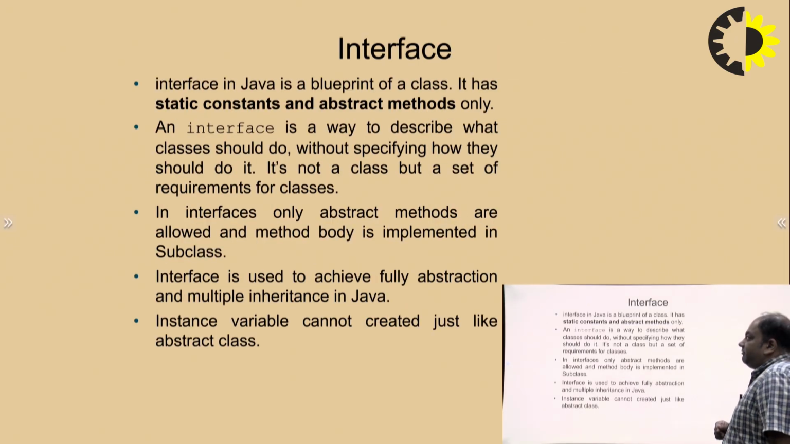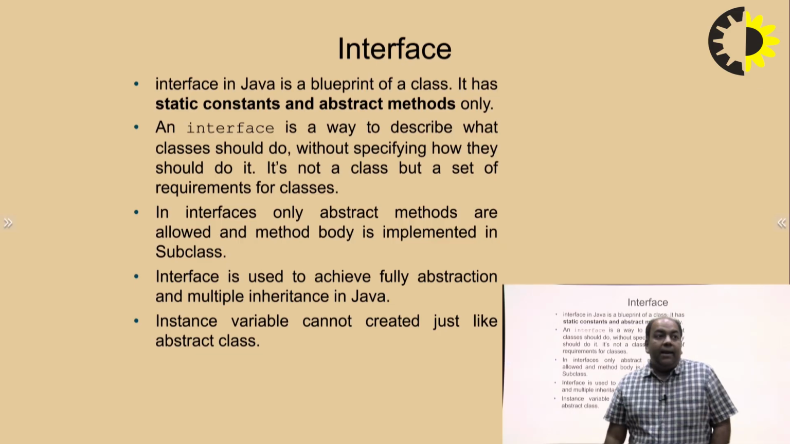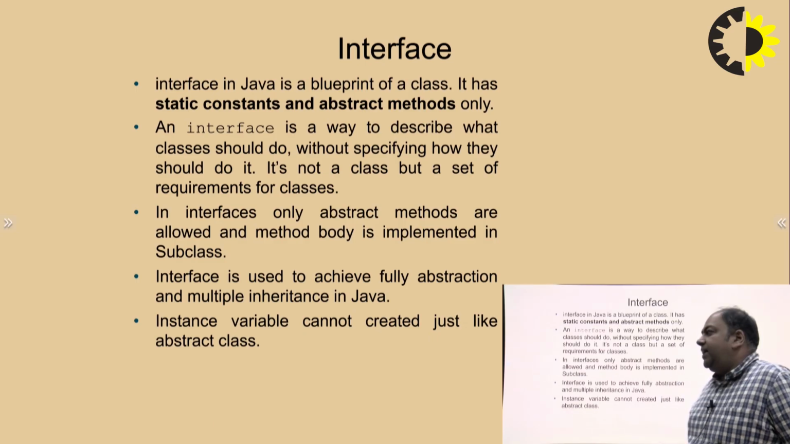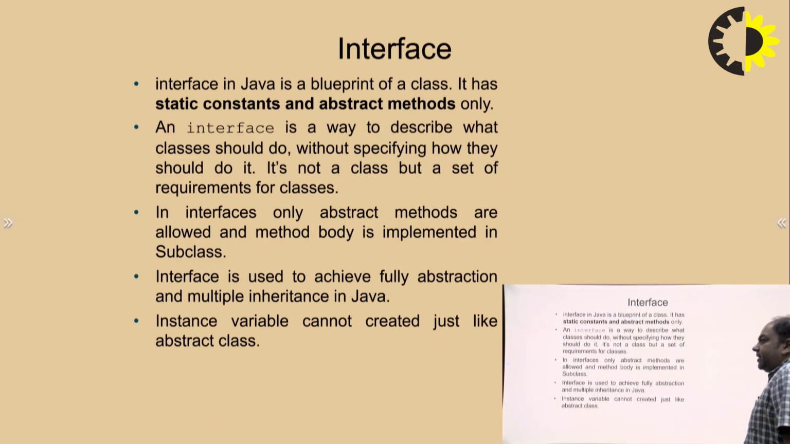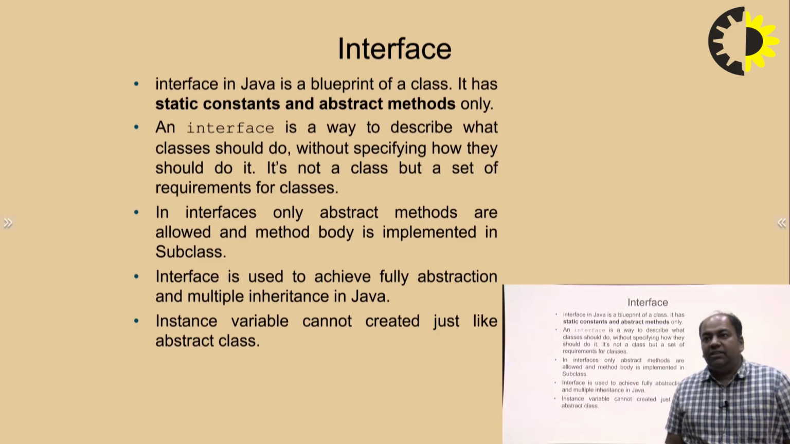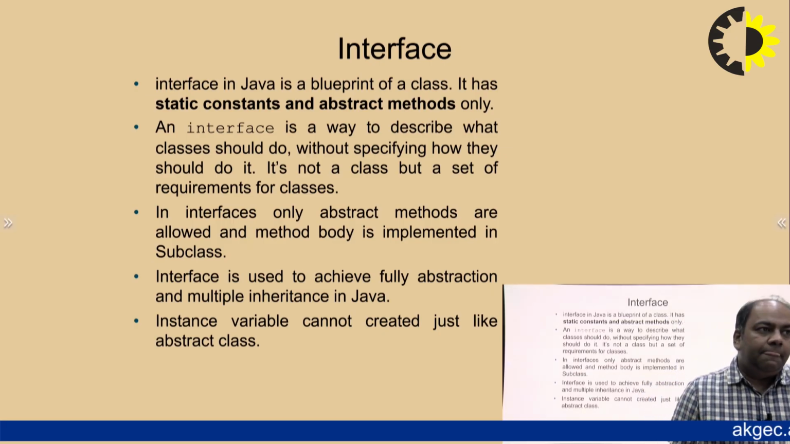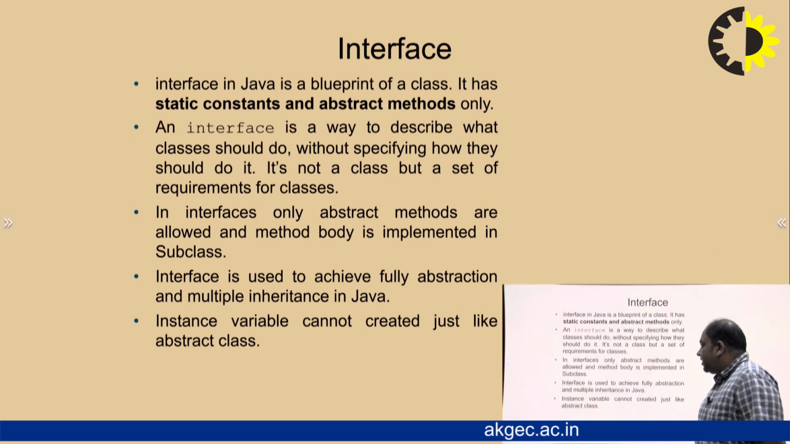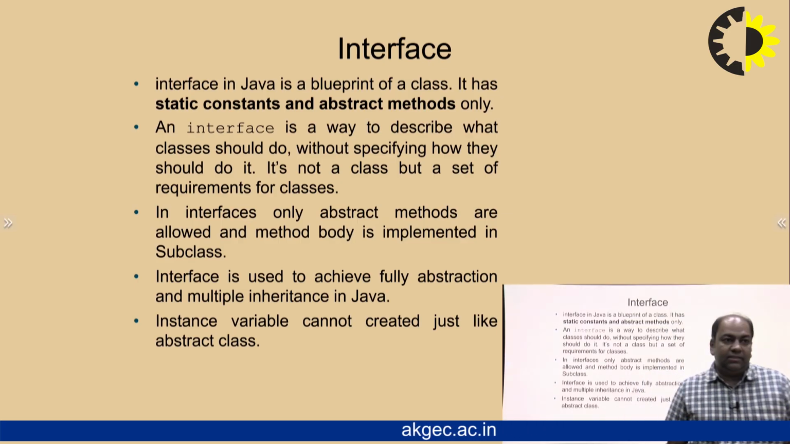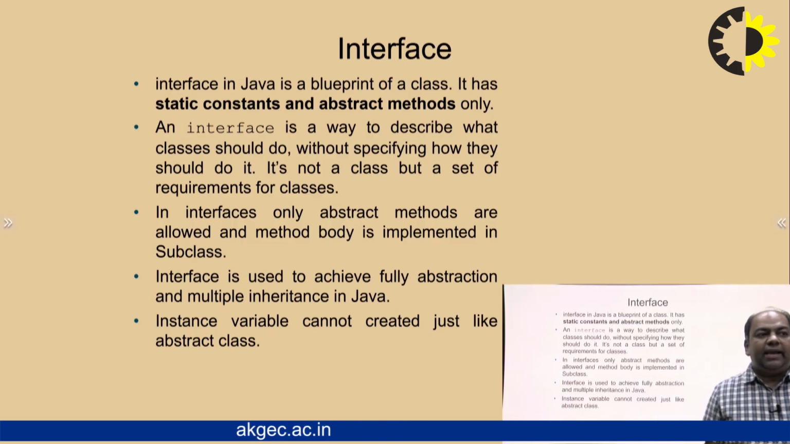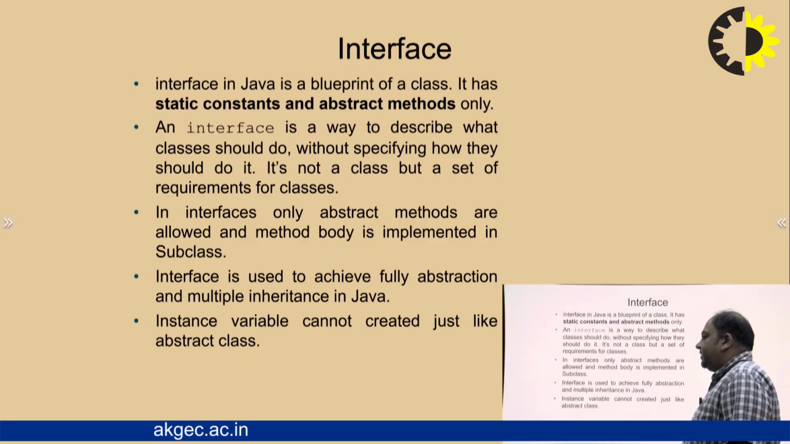Now comes the interface. What is an interface? An interface is the blueprint of the class which has static, constant and abstract methods. It is the way to describe what classes should do without specifying how they do it. So an interface has abstract methods. In an interface, only abstract methods are allowed, and the method body is implemented in a subclass. Interface is used to achieve full abstraction and multiple inheritance in Java.